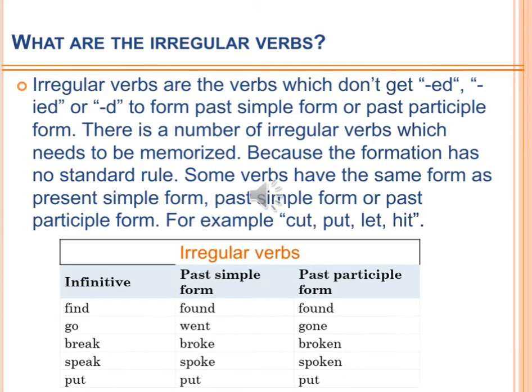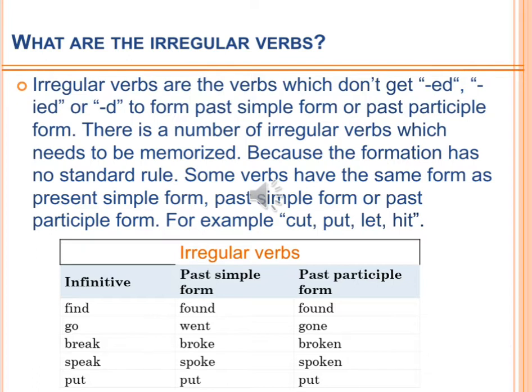What are the irregular verbs? Irregular verbs are the verbs which don't get ed, ied, or d to form the past simple form or past participle form. There are a number of irregular verbs which need to be memorized, because the formation has no standard rule. Some verbs have the same form as the present simple form, past simple form, or past participle form. For example, cut, put, let, hit.